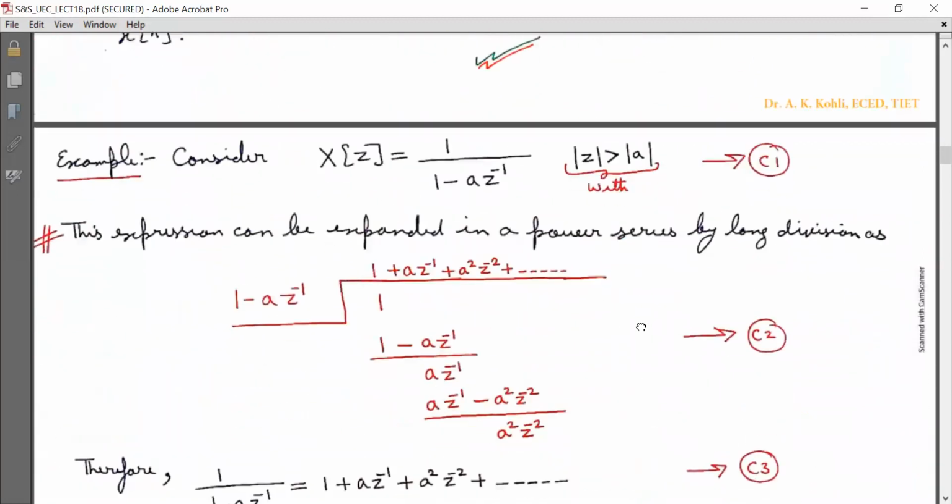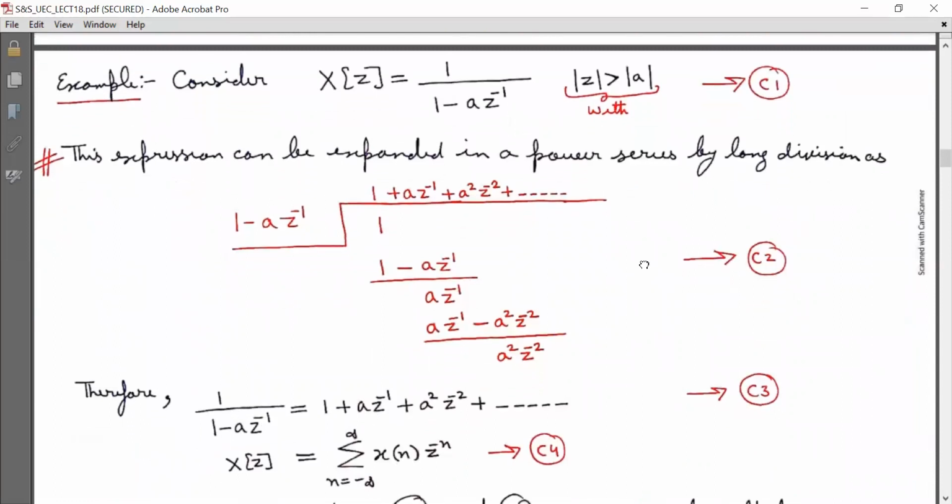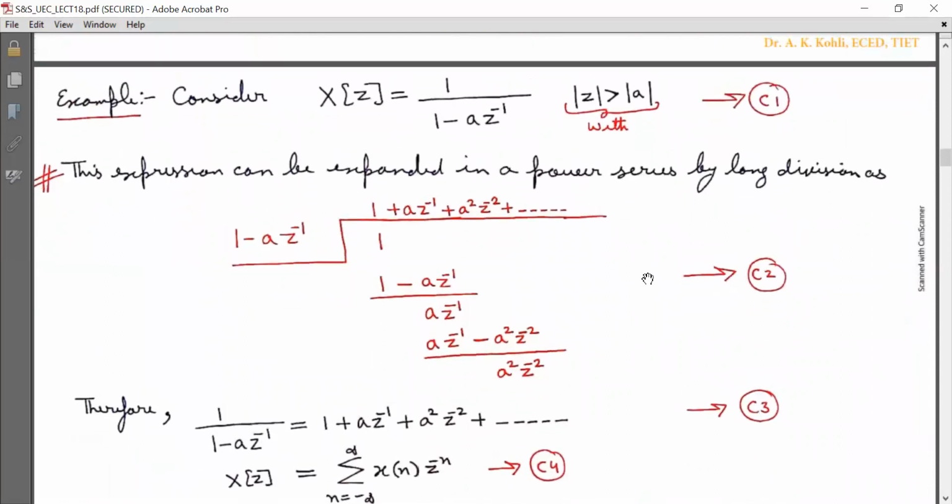Now we will solve it with one example. Consider X(z) equal to 1 by 1 minus a z inverse, and the ROC is magnitude z greater than magnitude a. From the ROC, I can guess that this is a causal system, or a right-handed sequence.